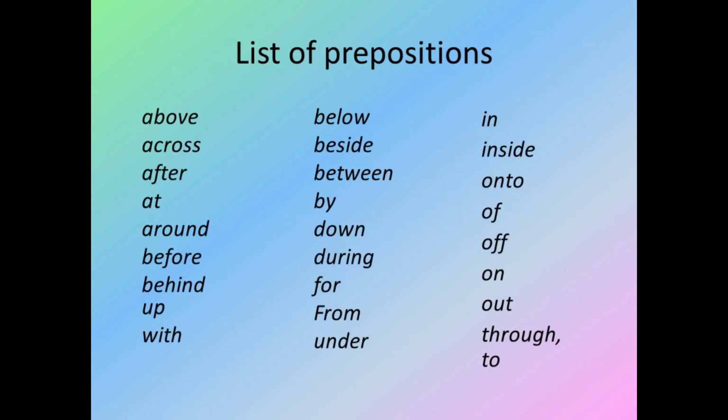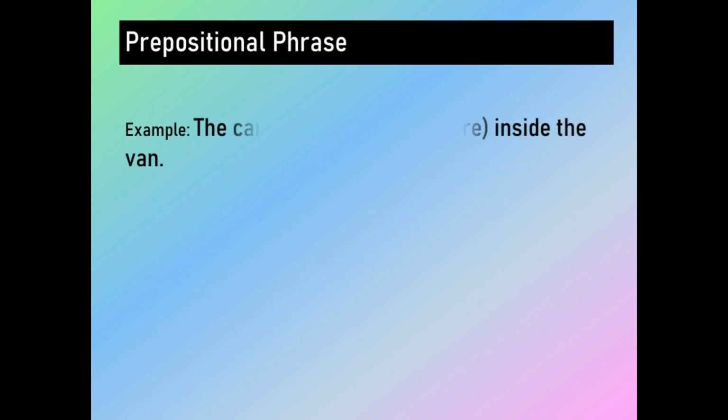Here is the list of prepositions: above, across, after, at, around, before, behind, up, with, below, beside, between, by, down, during, for, from, under, in, inside, onto, of, off, on, out, through, to. And now let's go to the prepositional phrase. We have here the example.